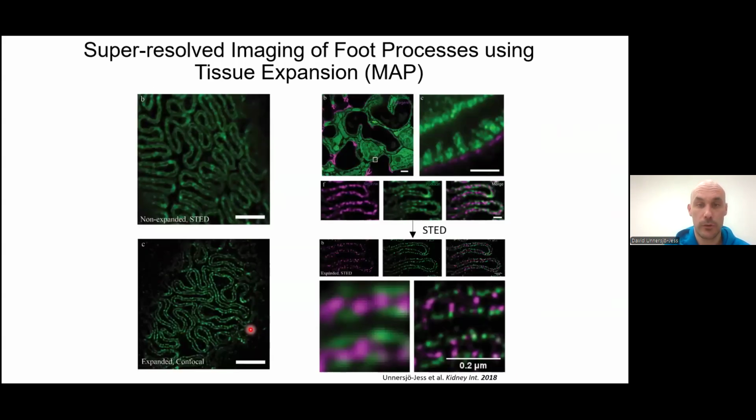Then I just want to say that we have also applied tissue expansion. As I said, I don't work with it much anymore. So this was a proof of concept paper that we published in 2018, where we showed that we can do the same here with expansion microscopy and a confocal microscope. So here we can expand the sample, image with confocal and achieve the same results as with a STED microscope in a non-expanded sample.